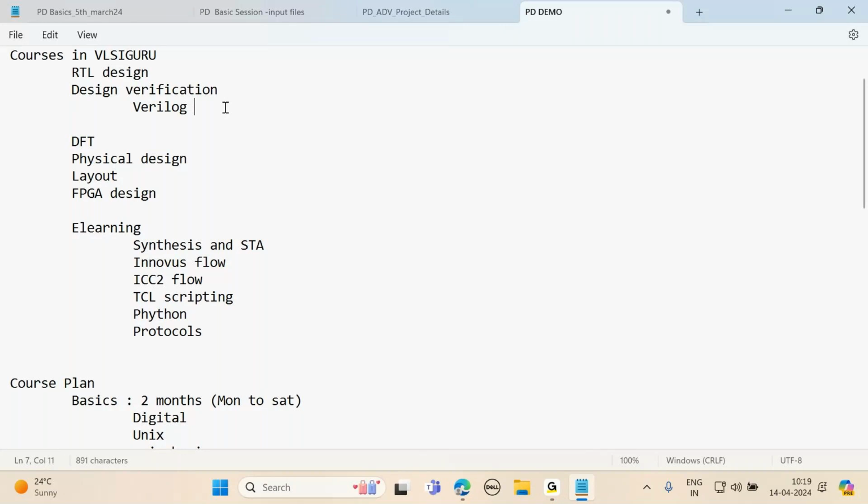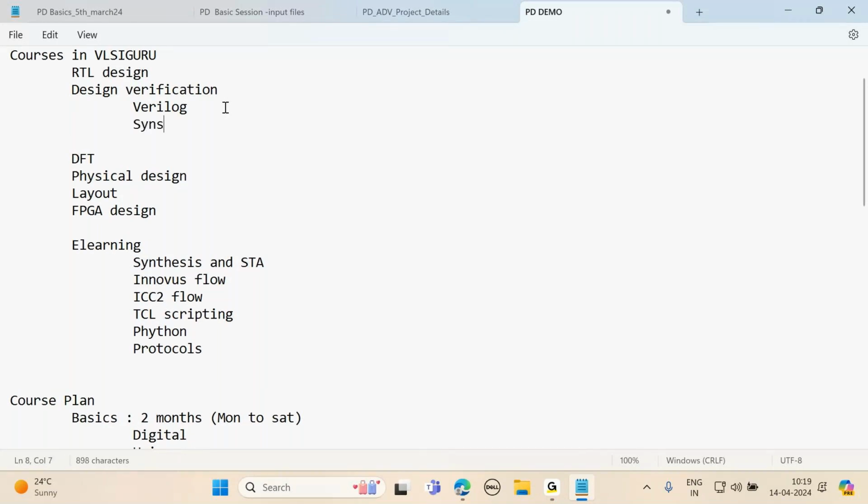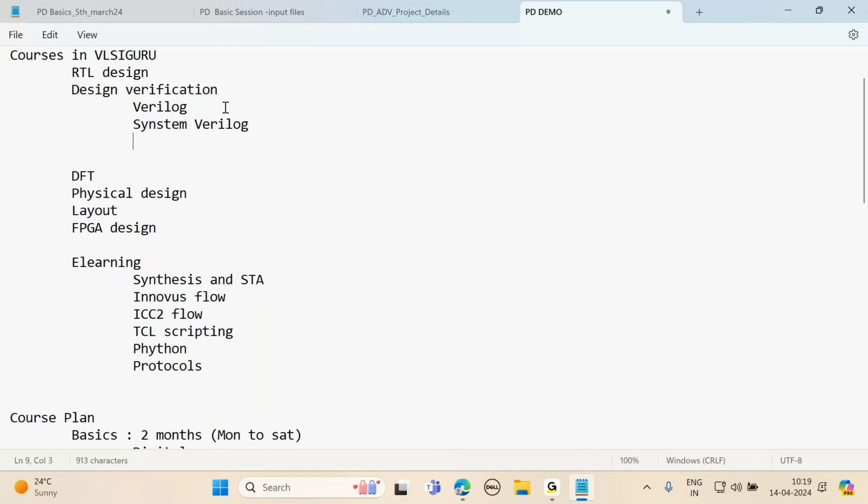Verilog, SystemVerilog, and UVM, Unified Verification Methodology.